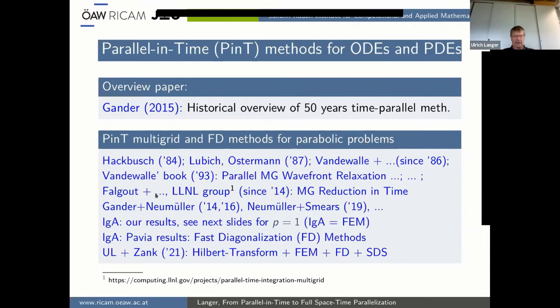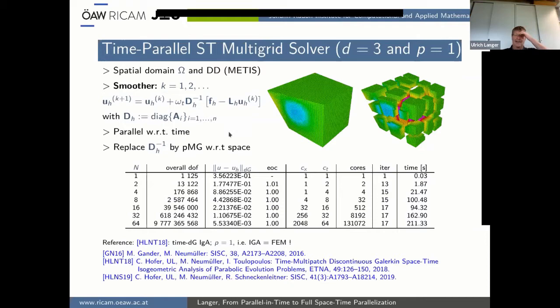So here are some references, and I will look at our space-time multigrid methods that were developed for IGA, where we have a time DG with patches and a DG method in time. And then we developed the following multigrid solver, a time parallel multigrid solver. And the analysis goes back to the work by Martin Gander and Martin Neumüller on how to set up such a method.